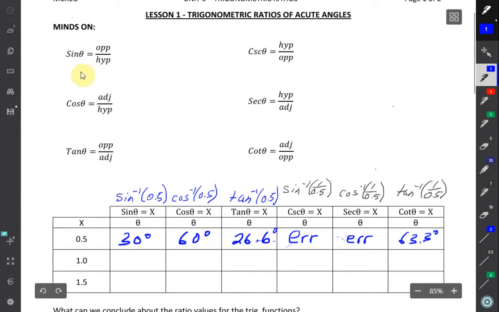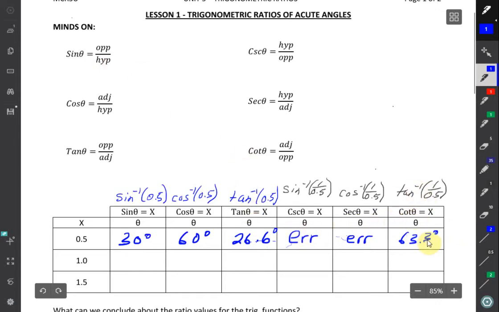And if the hypotenuse is largest, that means that this numerator, the opposite on top, will always be smaller than the denominator. Similarly with cos, the adjacent in the numerator will always be smaller than this hypotenuse. So these ratios will never be greater than 1. And if you look over here, these two ratios are greater than 1. And that's impossible because of the fact that the hypotenuse is the largest side. So you get errors here.